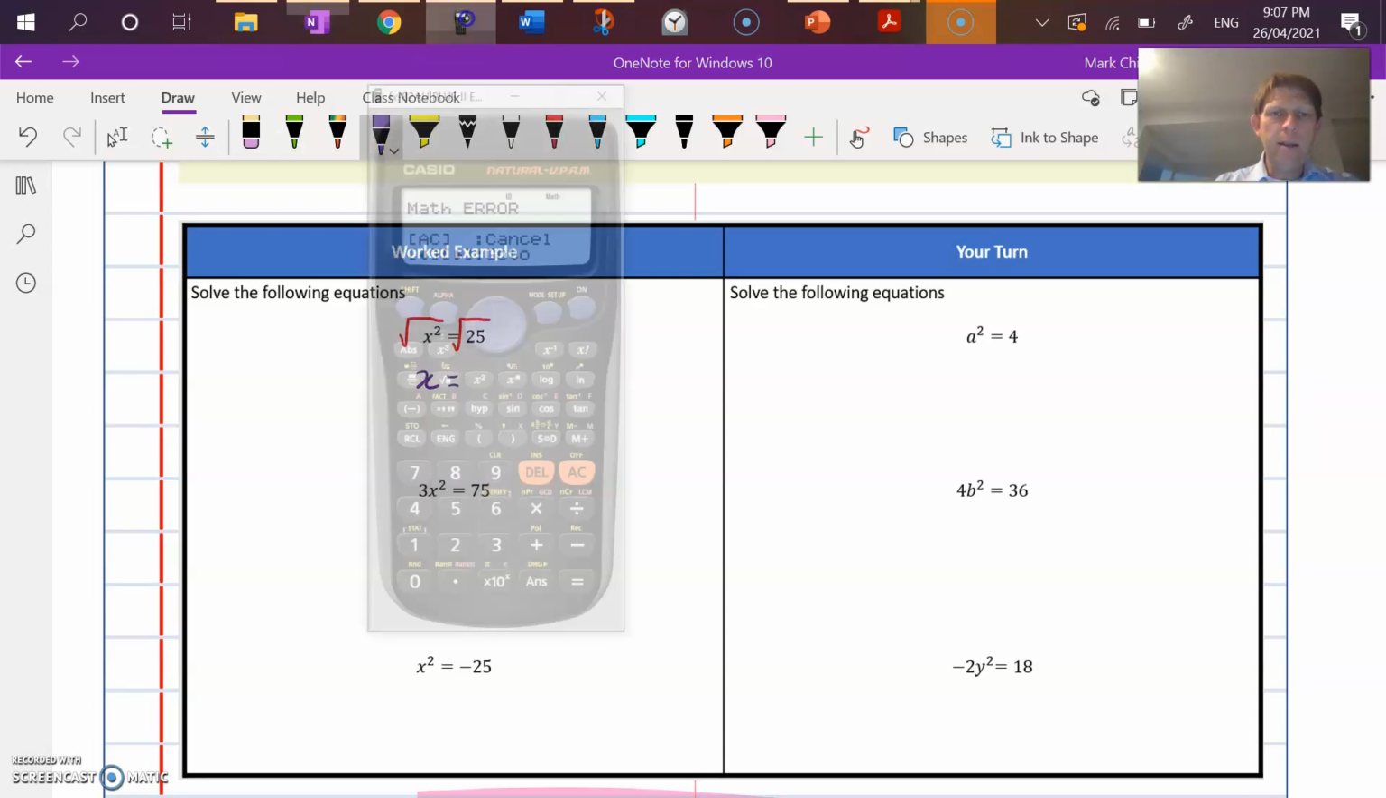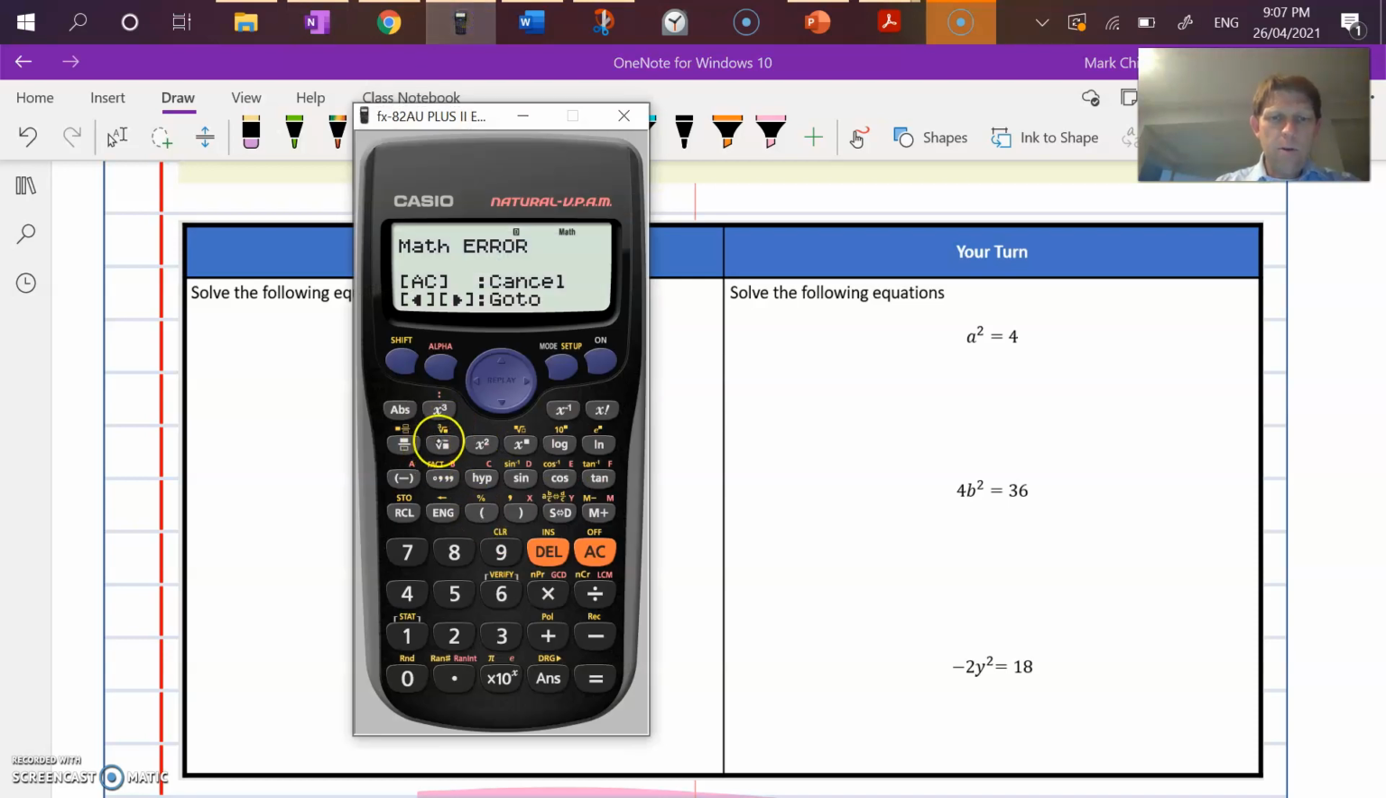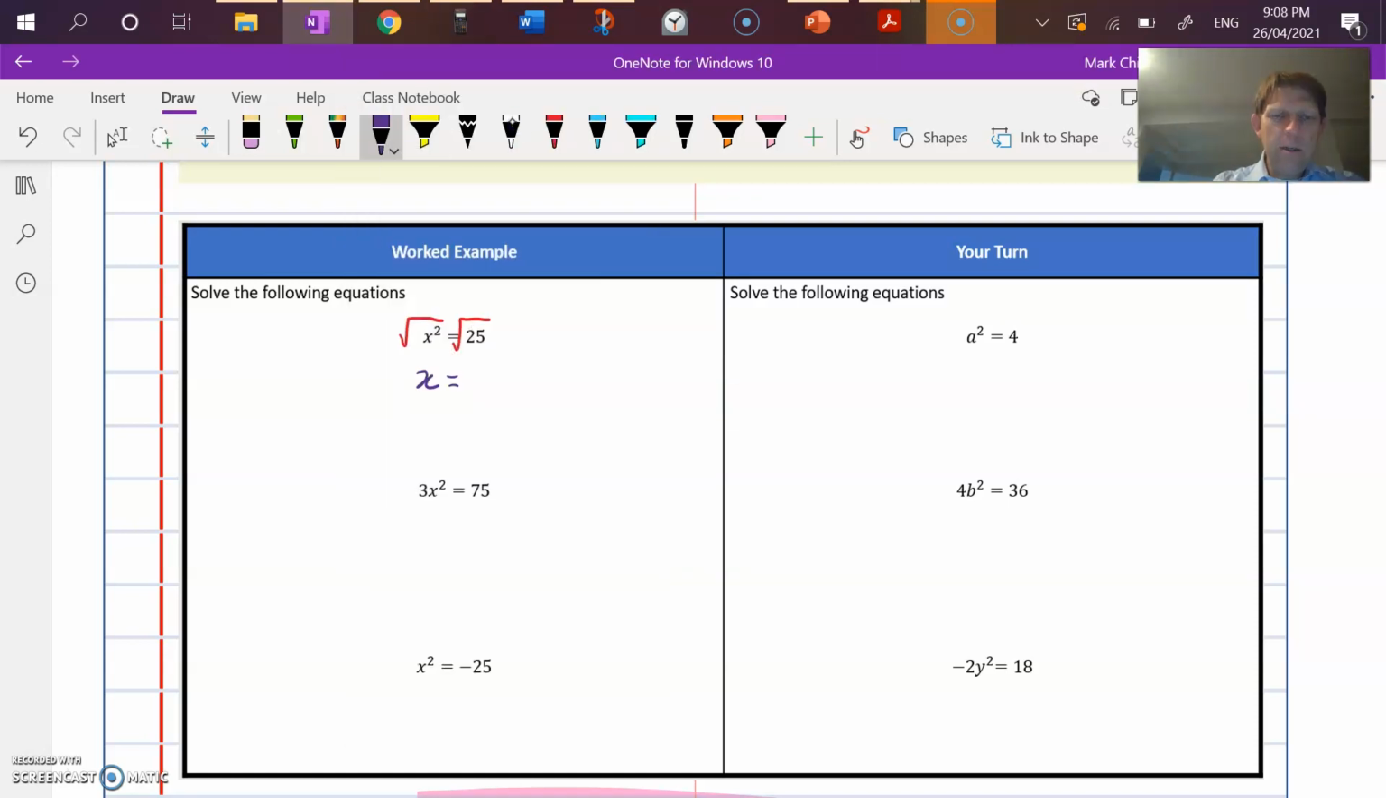We can check that on our calculator. We just go square root. That math error is hanging around. I've just got to get rid of it. There we go. Square root of 25 is 5. But we have to remember whenever we do this in equations and we take the square root, that if the answer given on the calculator is 5, actually there's also a negative case. So it has to be either plus or minus 5.